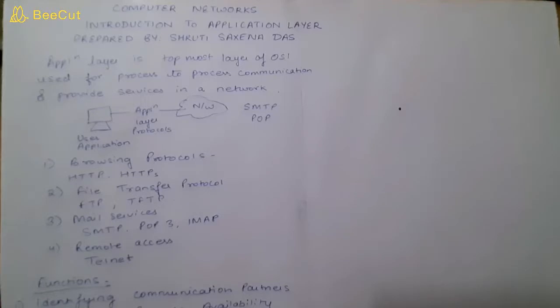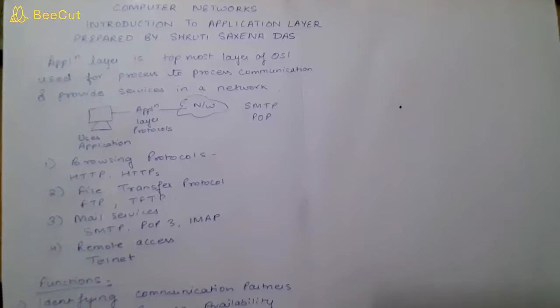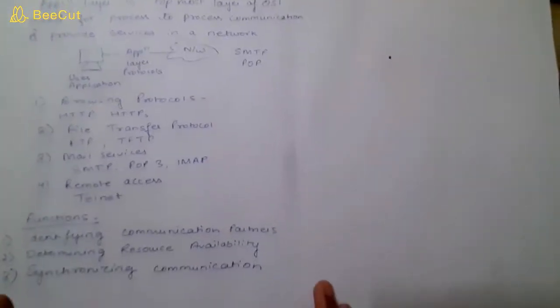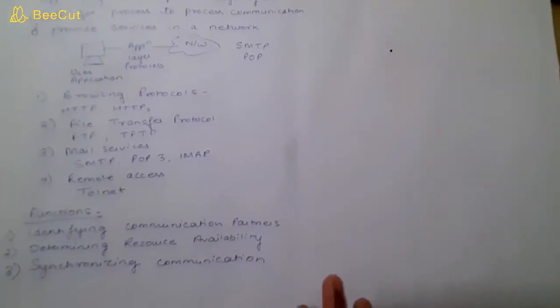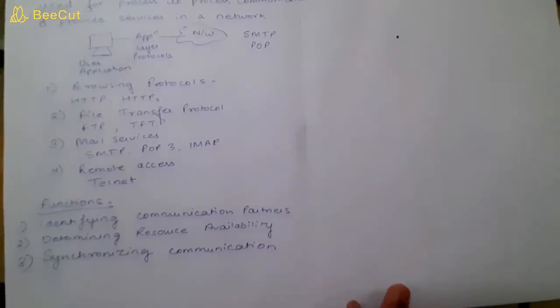Basically, an application layer protocol defines how application processes, which are running on different end systems, and how the messages are passed between those systems. So the application layer is responsible for these things. Now, what are the main functions? On the sheet you can see that we have three functions written. The first one is to identify the communication partner.